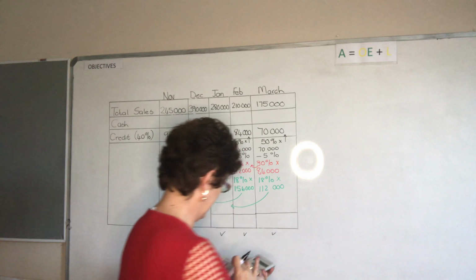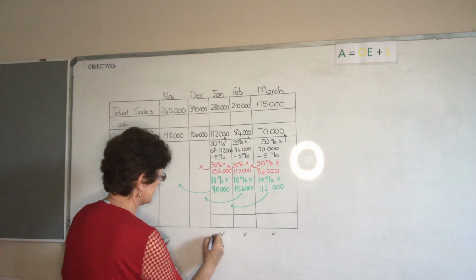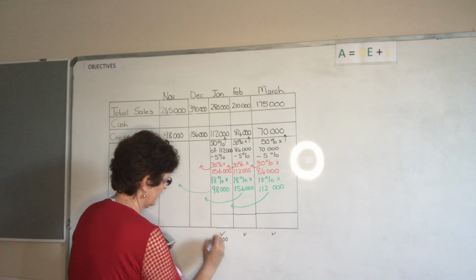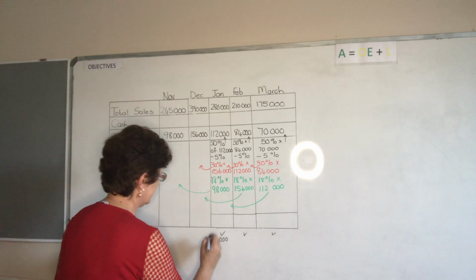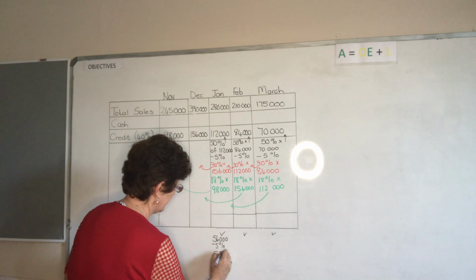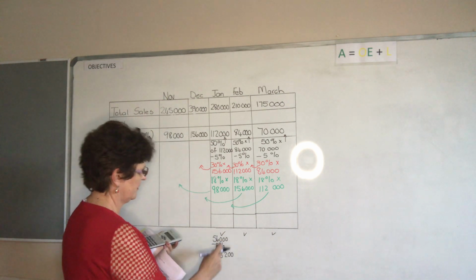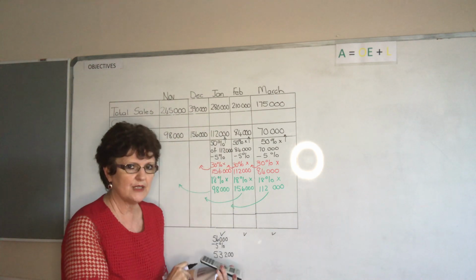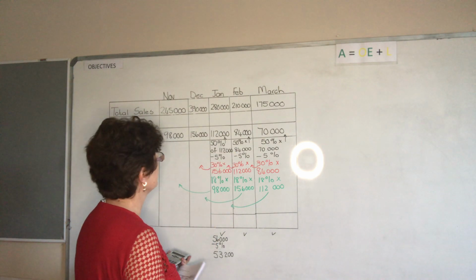So we have 112,000 times 50%, which is 56,000. But remember, we have to deduct from that 5%, which then gives me the answer of 53,200. That is the amount we are expecting to get in January based on the December sales, based on the information given to us. We're doing the same with this 50% of 84,000.